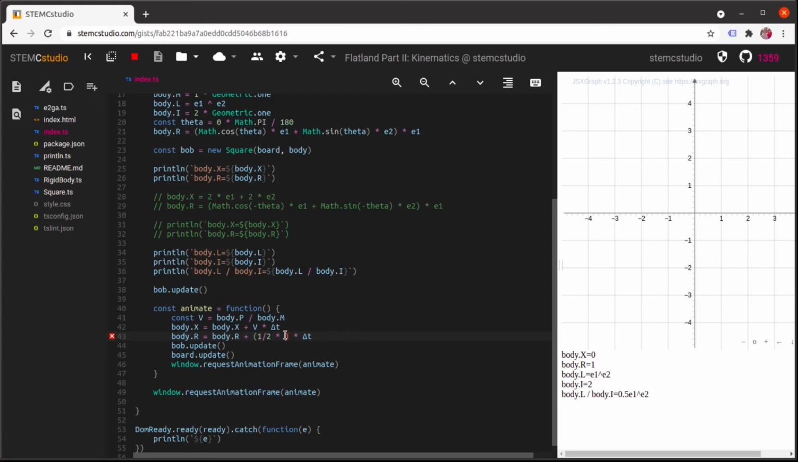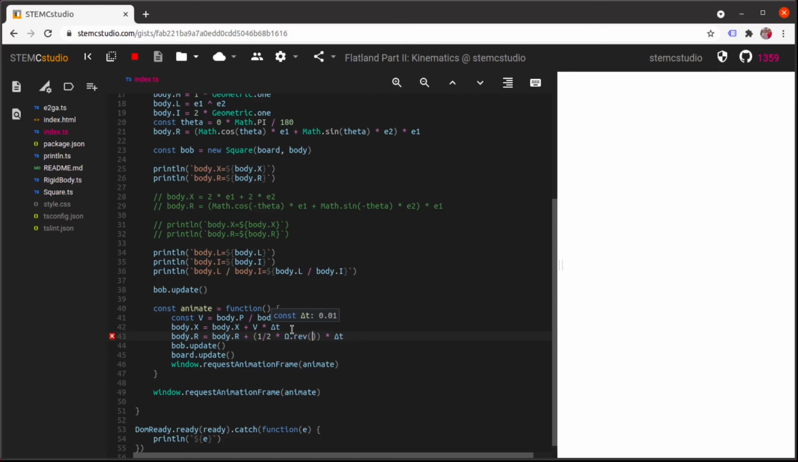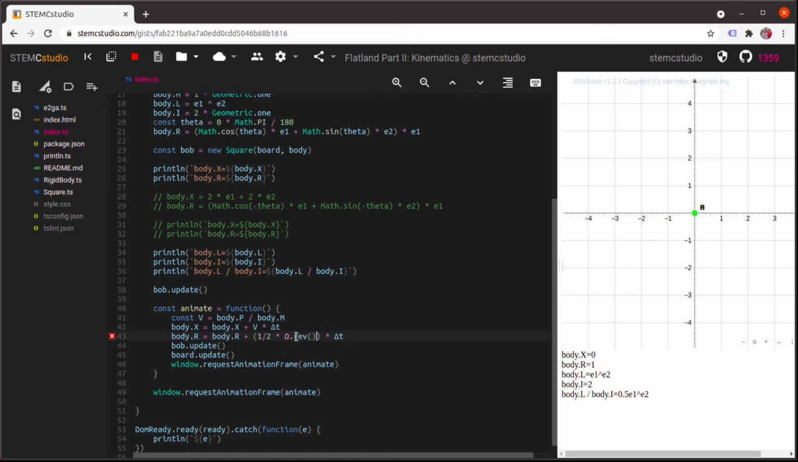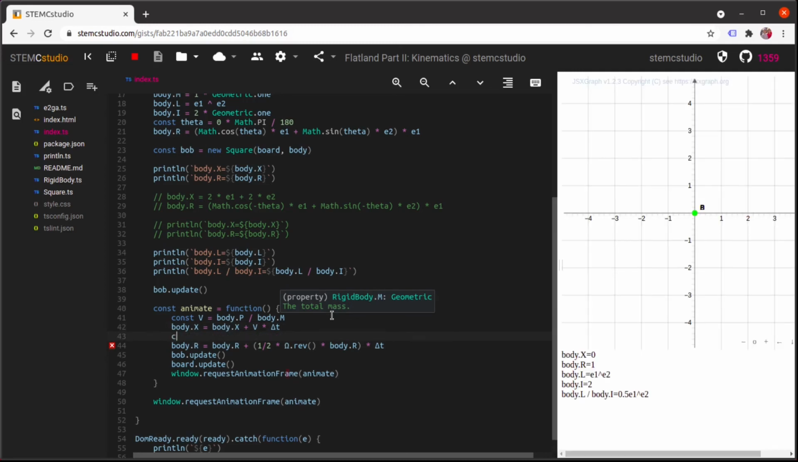Control-V, omega, which needs to be reversed. And it doesn't know what omega is at this point in time. That's why it's complaining. And then we need to multiply also by body.r. So that's our full formula for our update. We need to calculate the angular velocity. So const omega equals body.l divided by the body.moment of inertia. And hey, look at that. We've got some rotation going on here.